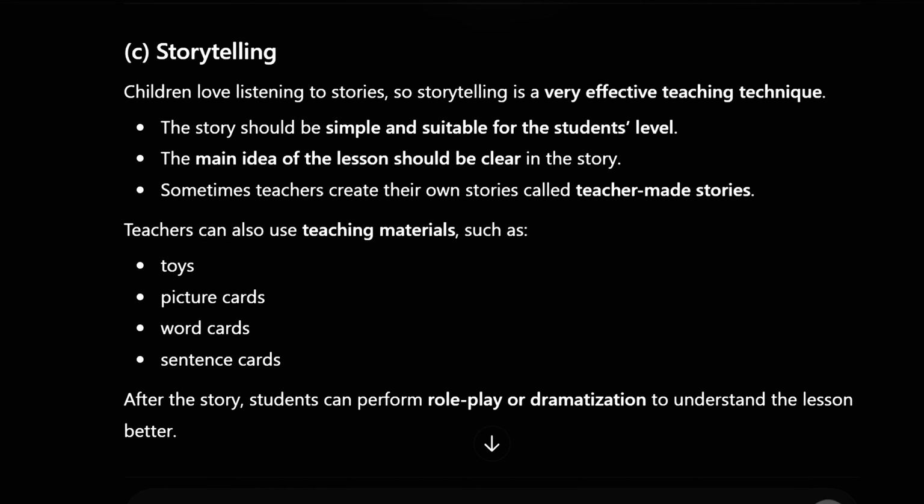Sometimes teachers create their own stories called teacher-made stories. Teachers can also use teaching materials such as toys, picture cards, word cards, sentence cards. After the story, students can perform role play or dramatization to understand the lesson better.